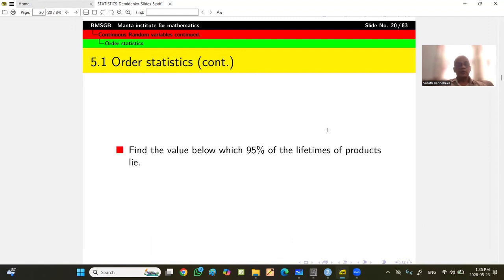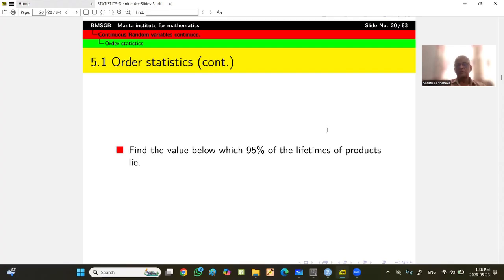So again, if I want to find out this value theoretically, I have to integrate my density function of x1 from 0 to some value k, and then equate that integration to 0.95, and then solve that equation to find k, right? So k will be some quantile, the 95th quantile of the x1 random variable, the smallest order statistic. So that's what you have to do if you want to do it theoretically.